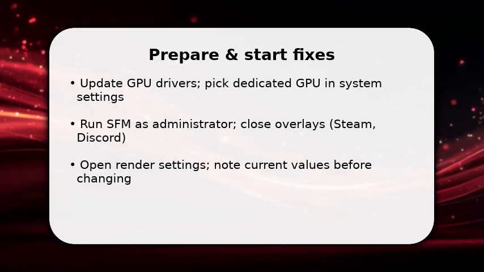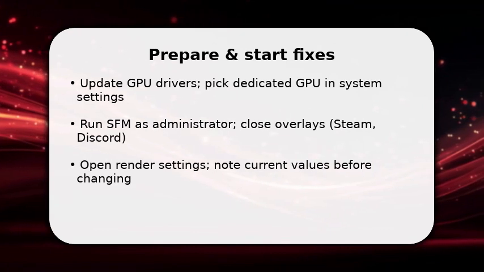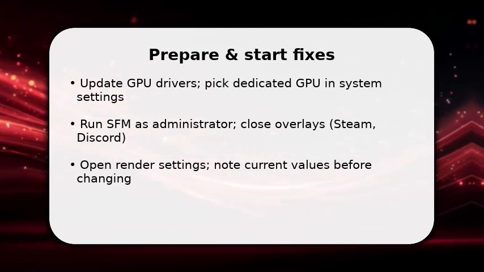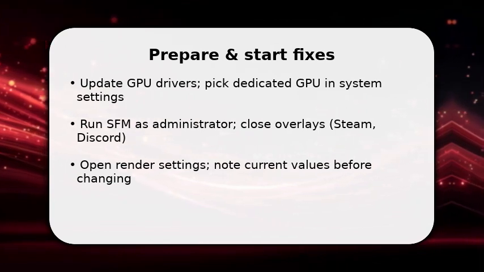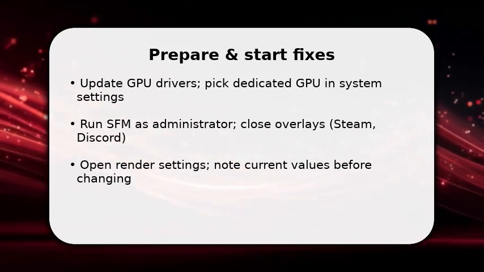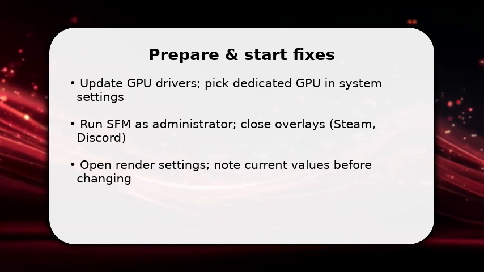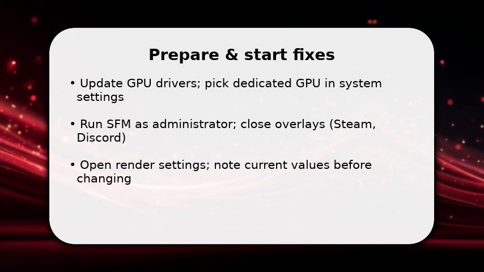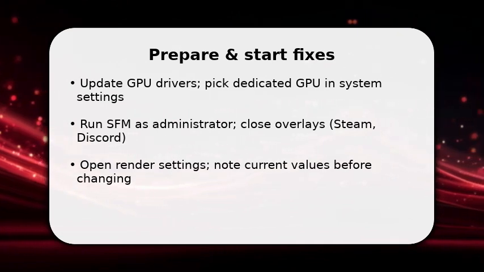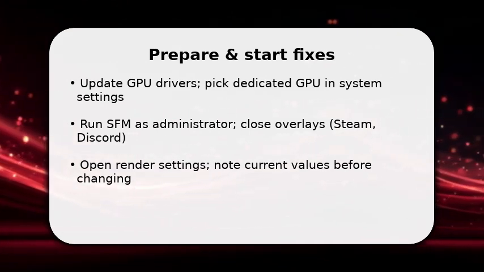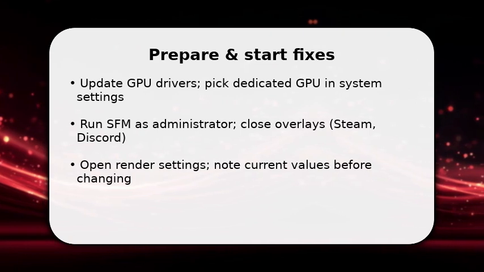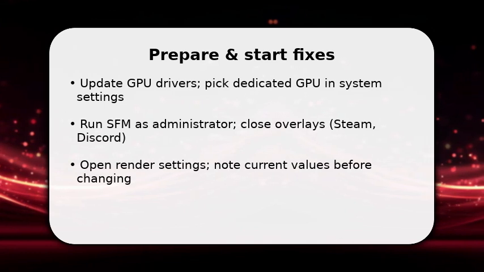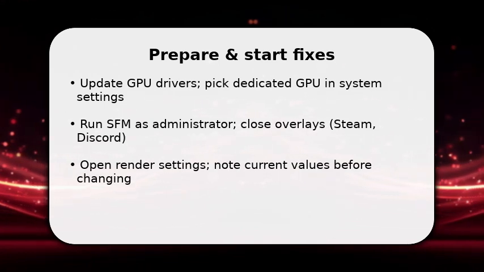You begin by making the environment stable. Update your GPU drivers and force SFM to use the dedicated GPU. Once done, run SFM as administrator and close overlays that inject frames. Next, open the render settings and note values so you can revert if needed. Then disable real-time overlays and set a consistent refresh rate. These steps remove external causes of flicker, so the remaining troubleshooting targets SFM internals directly.